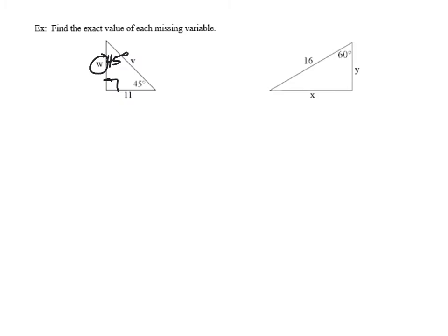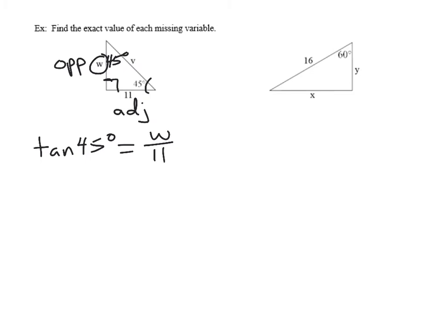I'm going to go from this 45-degree angle and just label these as opposite and adjacent, okay? And then I'm going to say tangent of 45 degrees equals W over 11, okay? Now remember, you actually won't need the calculator in this one.